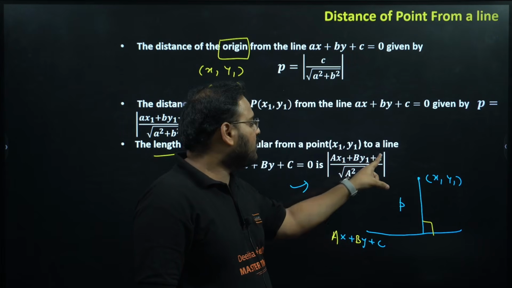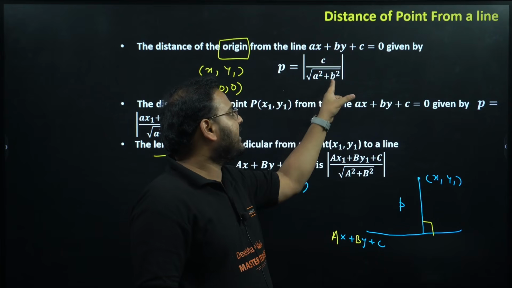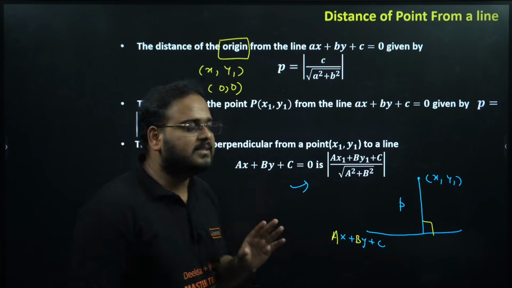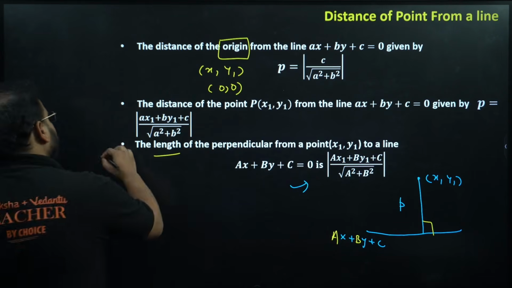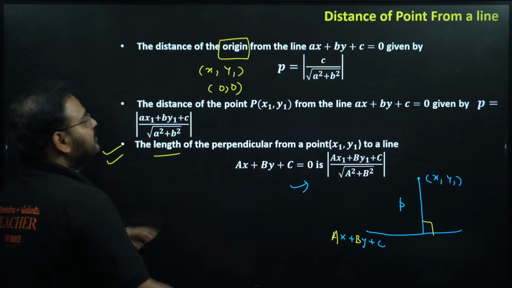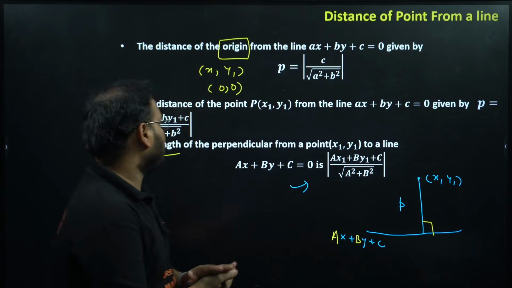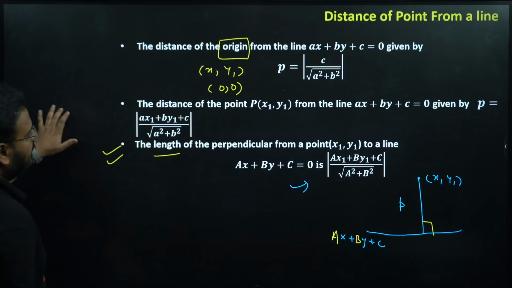That's 0. So only c is left. That's why it is c by a square plus b square. Make sense? Same. This is basically the main formula from where we get the result that we have over here. Got it? Yeah. This is the same thing.